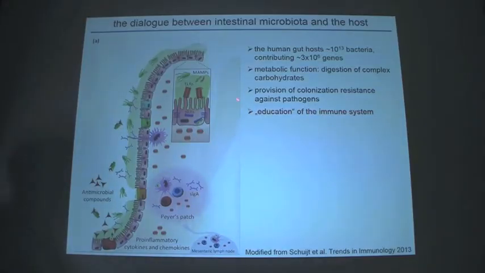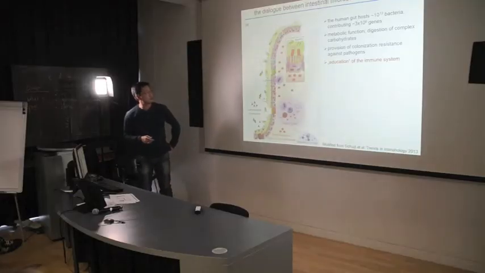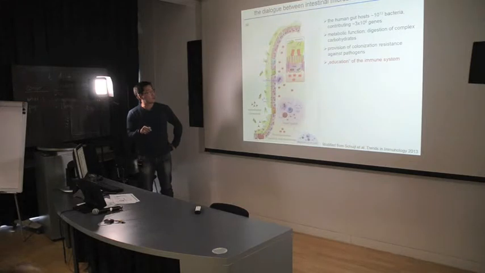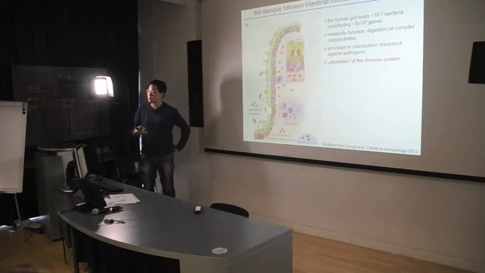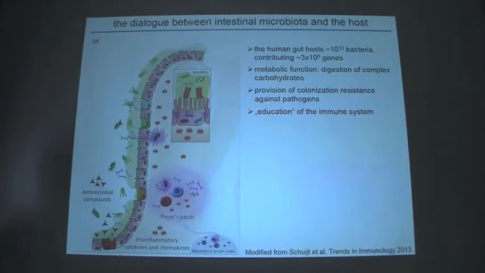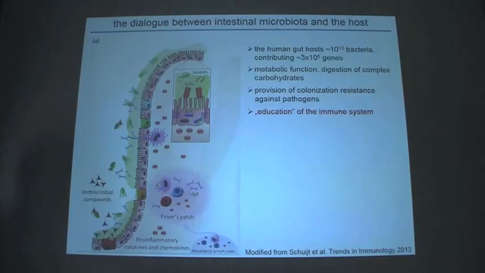So as all of you know, we are colonized by a lot of bacteria which are expressing a lot of genes, a lot more than expressed by the human cells. And of course, the microbiota plays a lot of important functions. So we really have problems when we don't have any intestinal microbiota. They, for example, help us to digest complex carbohydrates, and they also protect us against pathogens by providing colonization resistance, so occupying niches inside our intestine or on the skin or on other barrier organs so that pathogenic bacteria cannot settle there. And of course, an important function is the education of the immune system.